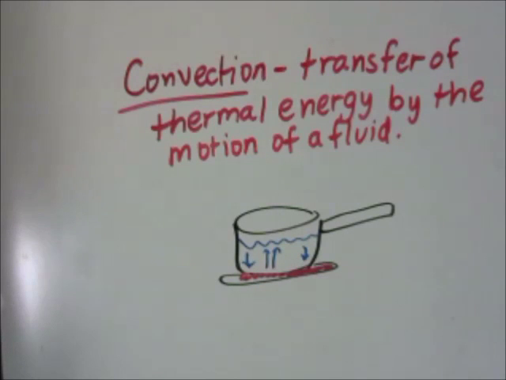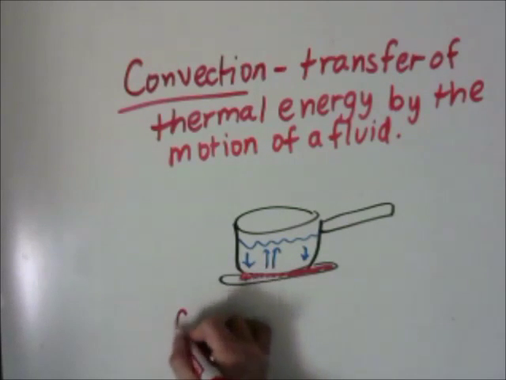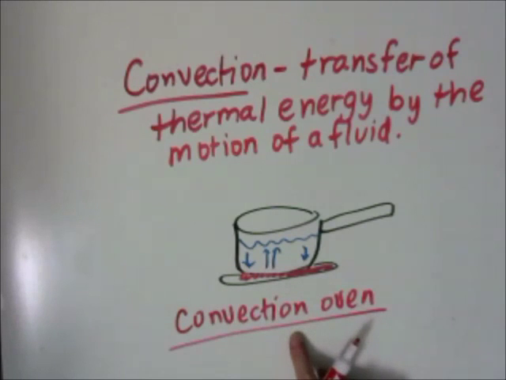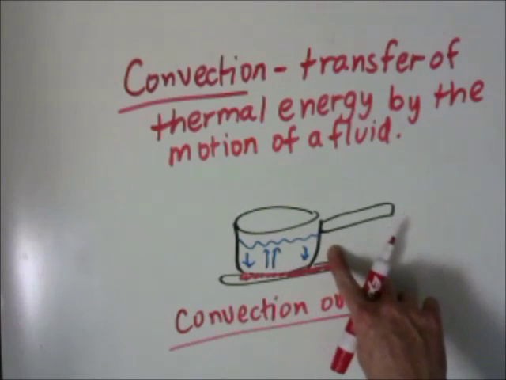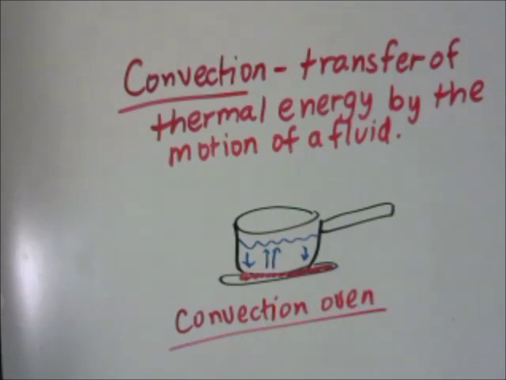We also have the term convection oven. A convection oven does basically what a pot of boiling water does, except the fluid is going to be the air inside the oven, and that air is moving, and as it moves, it transfers heat throughout the oven.